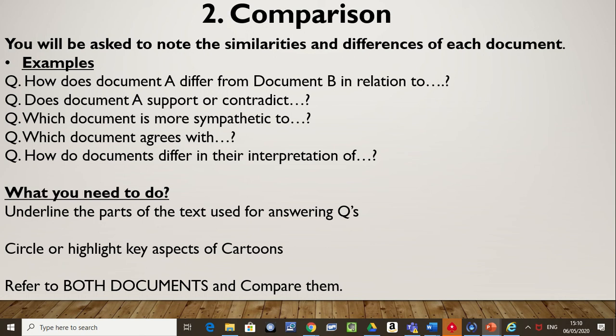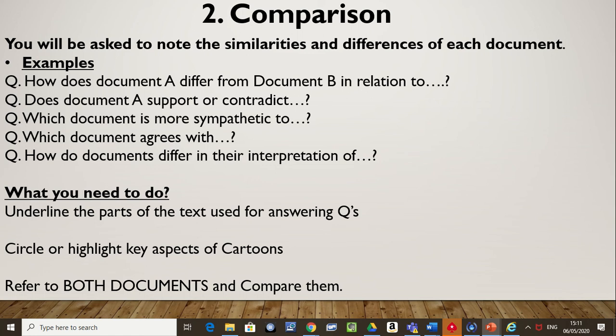To answer these questions, again, guys, really, really simple tip: underline the parts of the text used for answering the question. So when you read your questions and then go and read your text, underline any part of the text that has any wording that's related to your questions, okay? If it's a cartoon, so sometimes it's a cartoon, again, if this is the case, circle or highlight any key aspects of that cartoon, whether it be a speech bubble, whether it be what the person in the cartoon is doing.